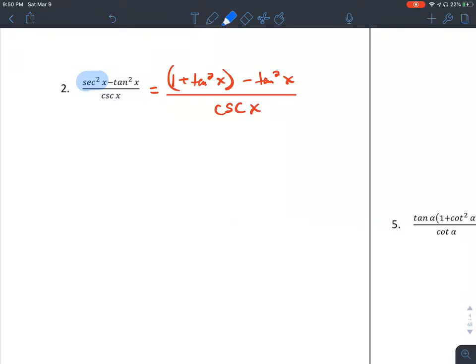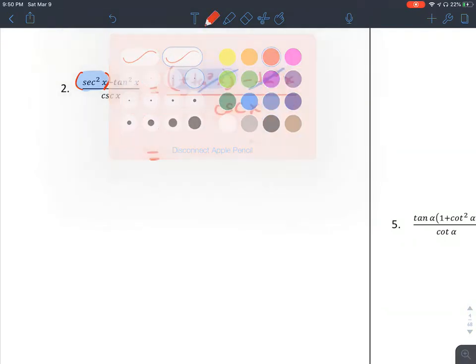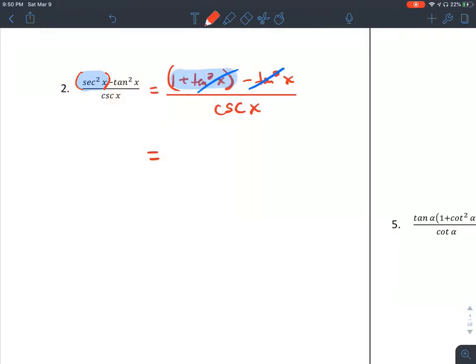I just wrote it for emphasis to show that I was substituting secant squared of theta with 1 plus tangent squared of theta. Now look what that does. That means we can subtract tangent squared of theta from tangent squared of theta. They cancel. They're inverse operations. We're adding and subtracting the same thing.